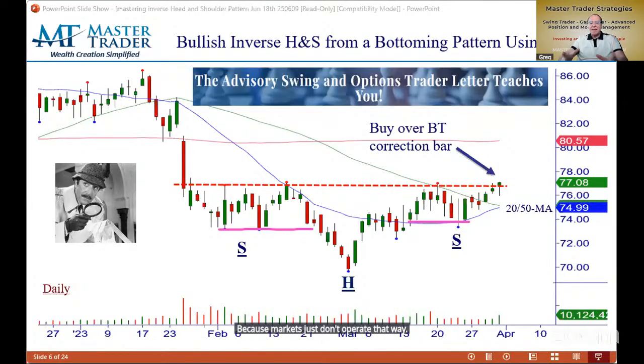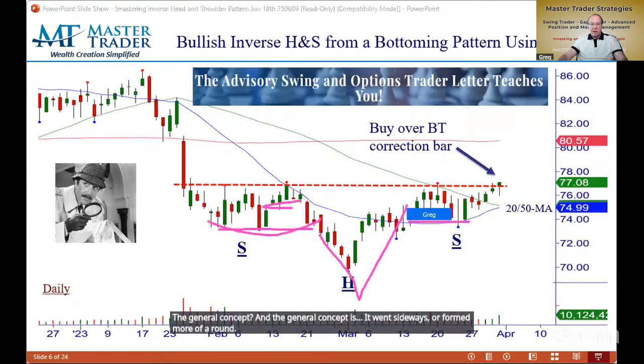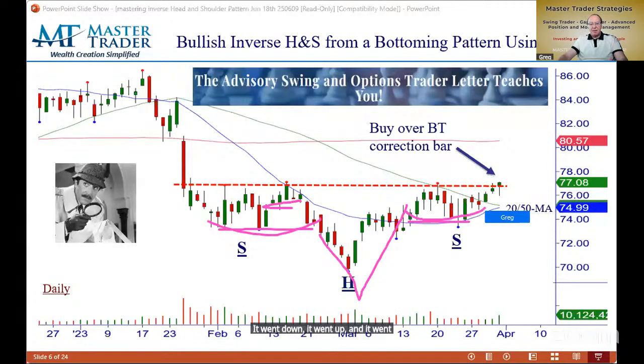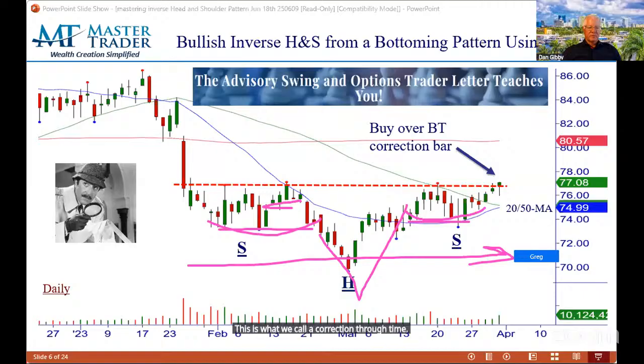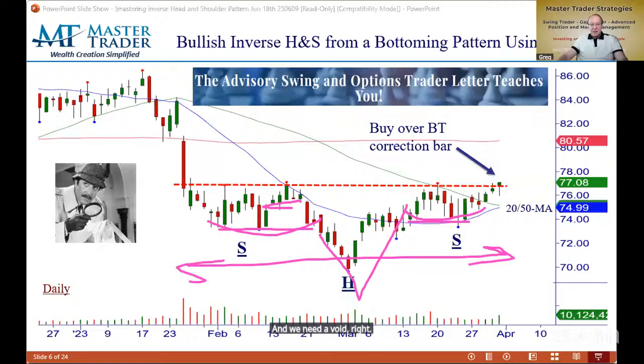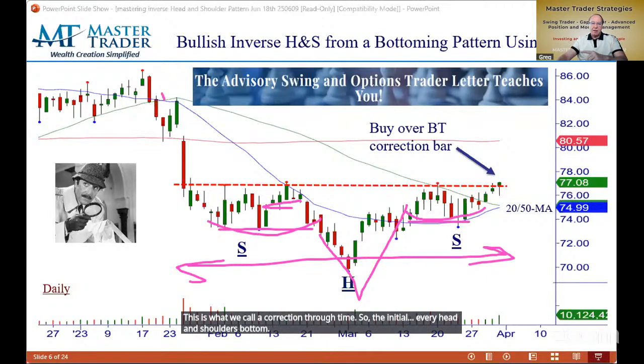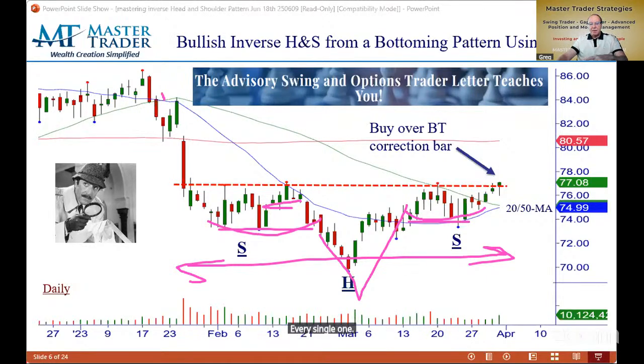If you understand the general concept, it went sideways or formed more of a round, it went down, it went up, and it went sideways again. This is what we call a correction through time. And we need a void. So every head and shoulders bottom, every single one, is going to start from a downtrend or some kind of down move.